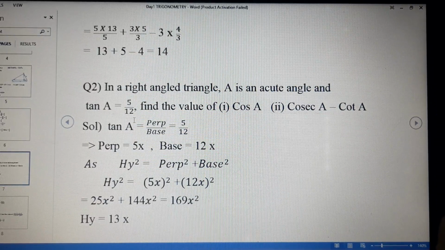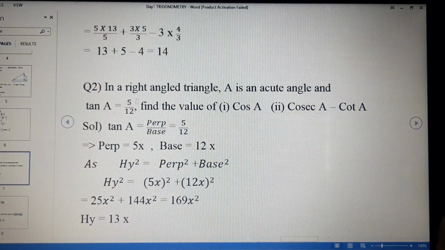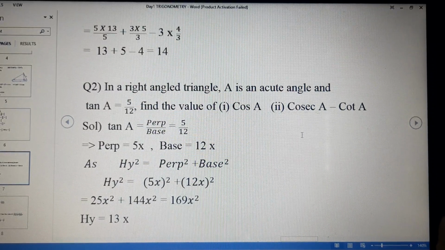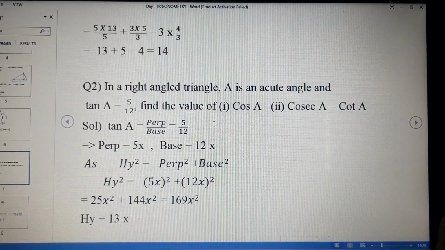Are you getting it? Question number 2 is something like that. Just see. In a right angle triangle, A is an acute angle. They have not told at which point it is right angle. Clear? They have given tan A is equal to 5 upon 12, and we are supposed to find the value of all these things. You do not require to draw a right angle triangle if the angles are the same.